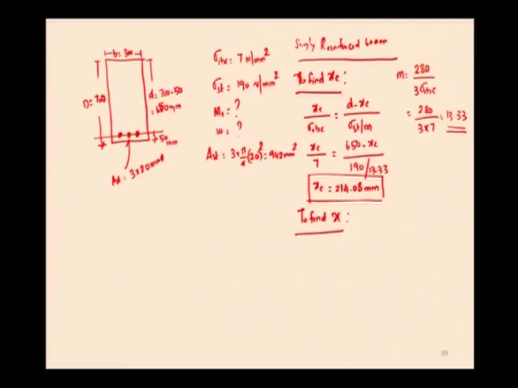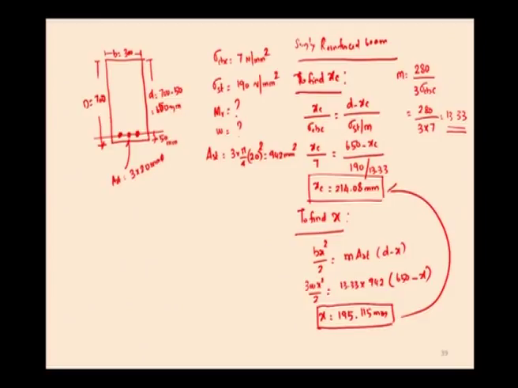we have already derived an expression to find the depth of the neutral axis, that is b x square by 2 is equal to m into Ast into d minus x. Substituting the parameters, 300 x square by 2 is equal to 13.33 into Ast, which is 942, into d, which is 650 minus x, where x is the term we need to find out. After simplifying this expression, we get a quadratic equation. We need to find the positive root, which here is 195.115 millimeter.